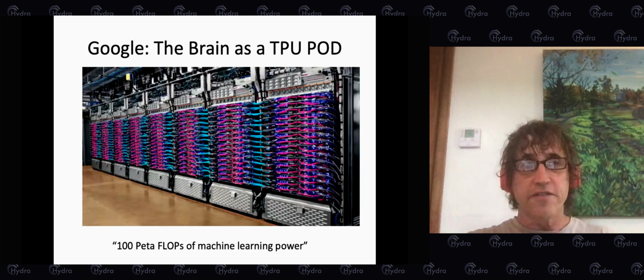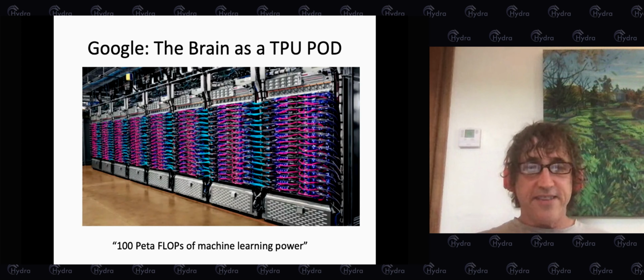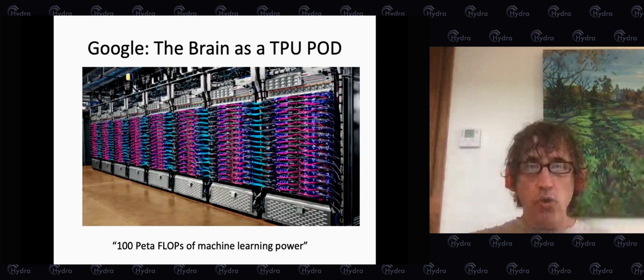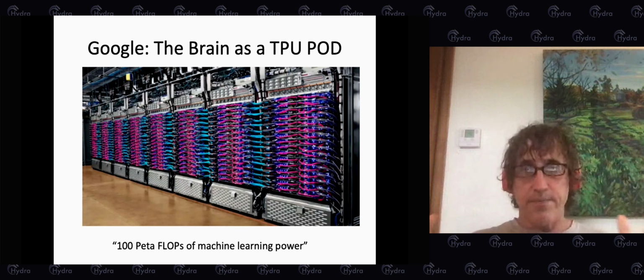This is Google's TPU Pod, right? What Google says is 100 petaflops of machine learning power. So they take hundreds of GPUs and TPUs and connect them together with a massive cooling system. And this 100 petaflop is the image of where brains are going to go. Okay.